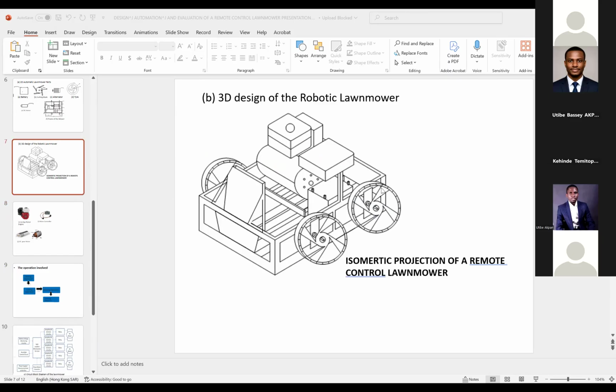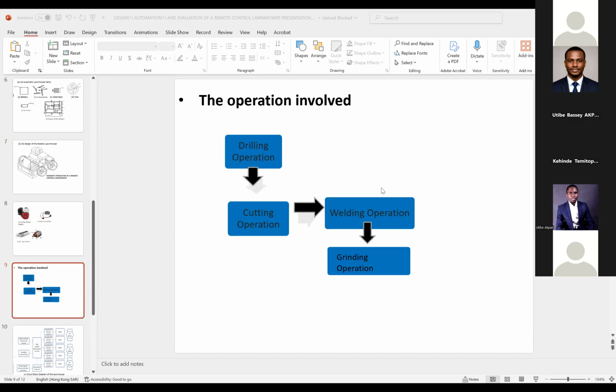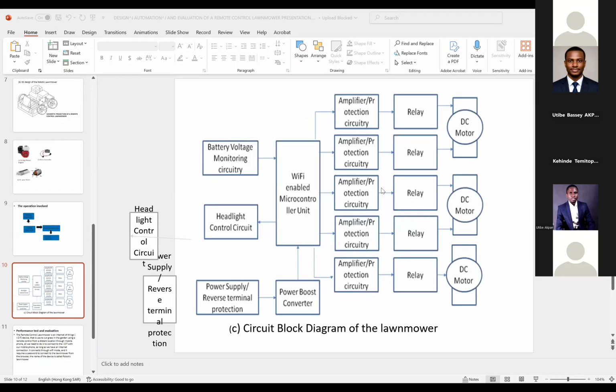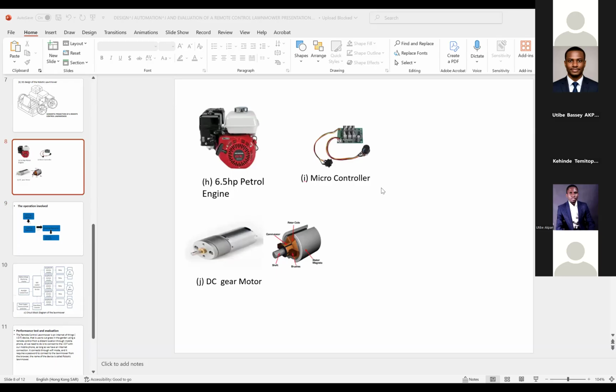Sorry, please, the previous one. The orthographical drawing, please. The 3D orthographical drawing. Okay, my time is almost up.